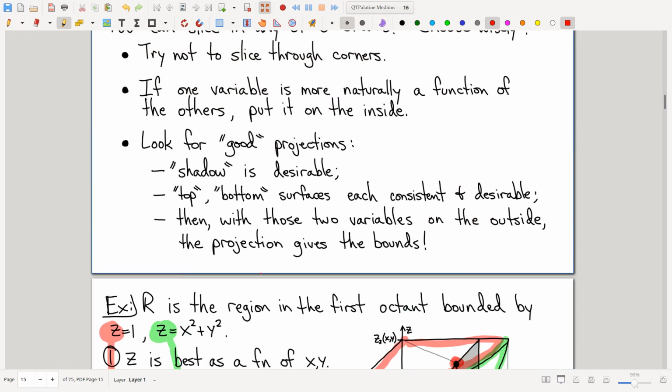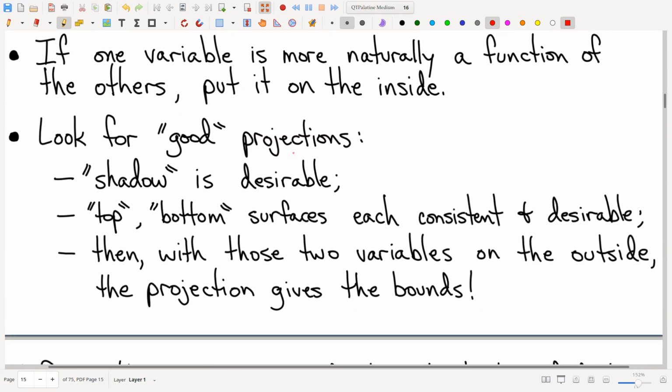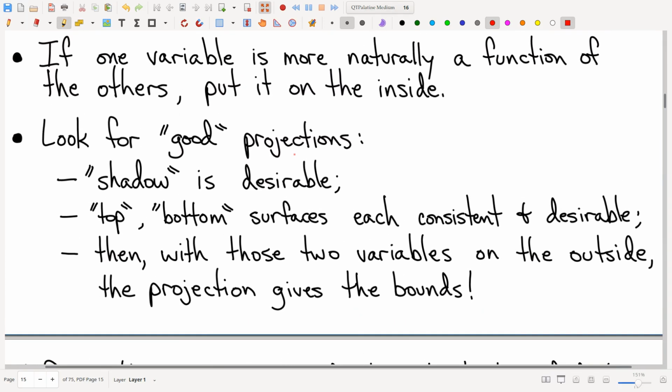So these are the criteria, as I like to think of them, for when this is a good opportunity to use this projection argument. Keep in mind, for your outside two integrals, you're going to be slicing up the shadow. Make sure that shadow is something you'd like to slice up. Sometimes shadows are weird looking. If the shadow is weird looking, this might not be a good plan. Maybe you just use the usual methods.